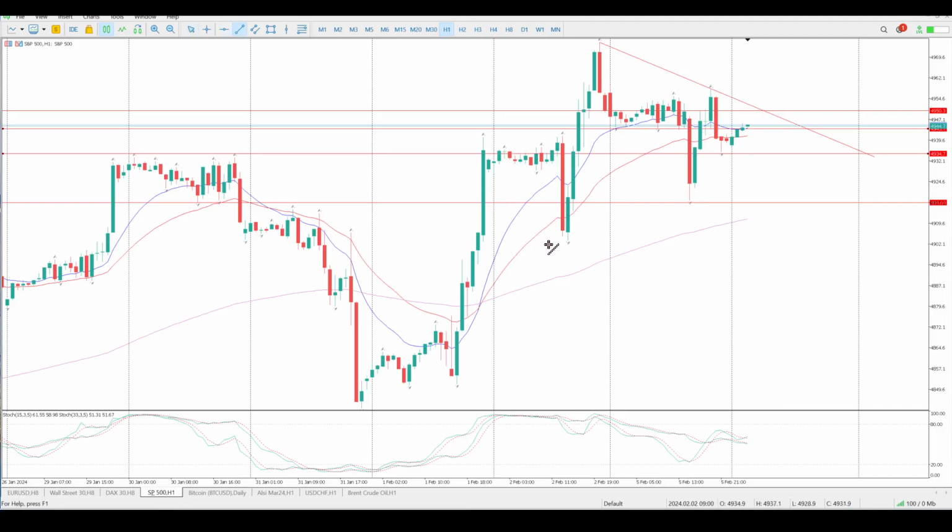Then the last thing before we leave, that is a triangle or a wedge. Triangle, wedge, descending triangle, doesn't matter, it's a consolidation pattern. So we can continue between these levels for a little while before breaking out one way or the other. So that's kind of my view at the moment. I'm going to be sitting very tight until we get some decent structure.